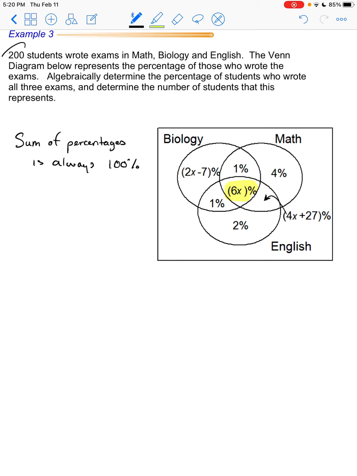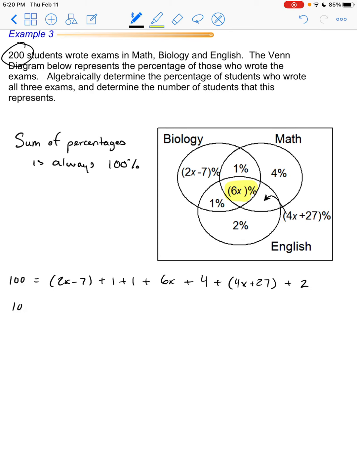So instead of using 200 is equal to all of these numbers added up, we're going to start with 100 is equal to, and we'll sum up all the expressions and percentages that are in our Venn diagram, rather. So we started there. These are all the numbers from biology, including the overlaps. So here's the percent that are just math. Here's the percent that is math and English. We've already counted the ones that are math and biology and all 3. And finally, here is the students that just wrote English, 2%.